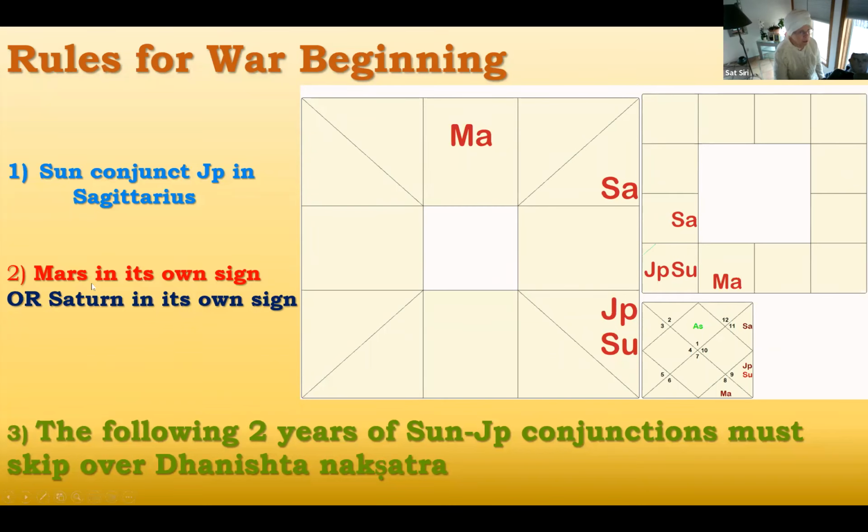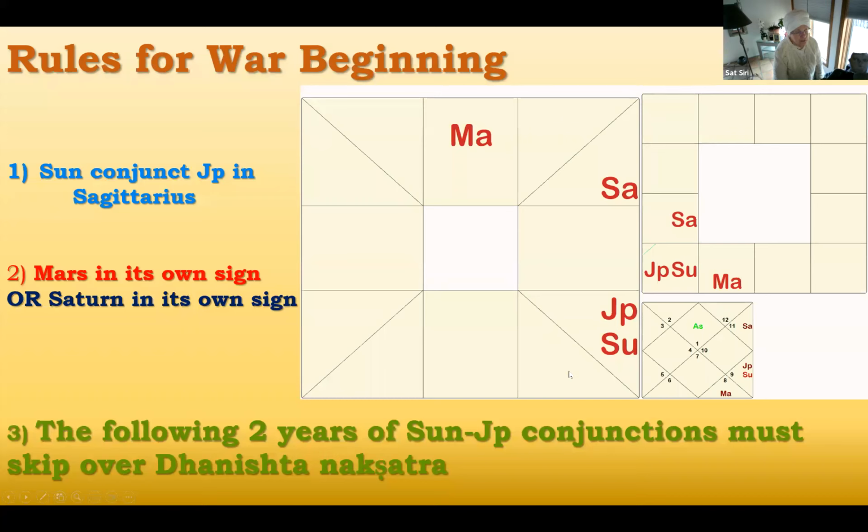One is that Mars must be in its own sign at the time of the Sun-Jupiter conjunction in Sagittarius, or Saturn in its own sign. Either one has to be in strength. And the following 2 years of Sun-Jupiter conjunctions must skip over Dhanishta nakshatra. In other words, the year after Sun joins Jupiter in Sagittarius, it will join it in Capricorn, right? So this cannot be in Dhanishta.